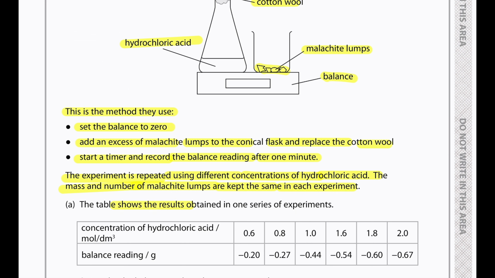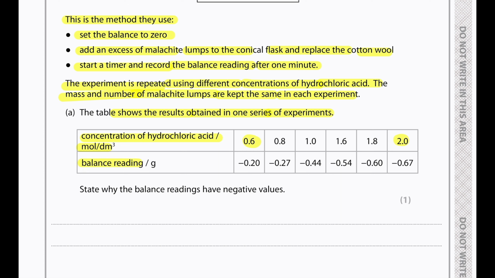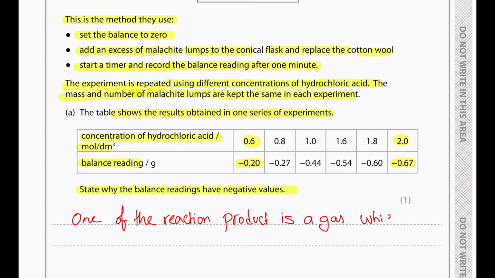The table shows the results obtained in one of the series of experiments. The concentration of hydrochloric acid in mol per dm cubed goes from 0.6 to 2.0 and the balance reading goes from negative 0.2 to negative 0.67. State why the balance readings have negative values. One of the reaction products is a gas and it escapes from the flask, which decreases the mass of the flask. That's why the reading comes out negative.